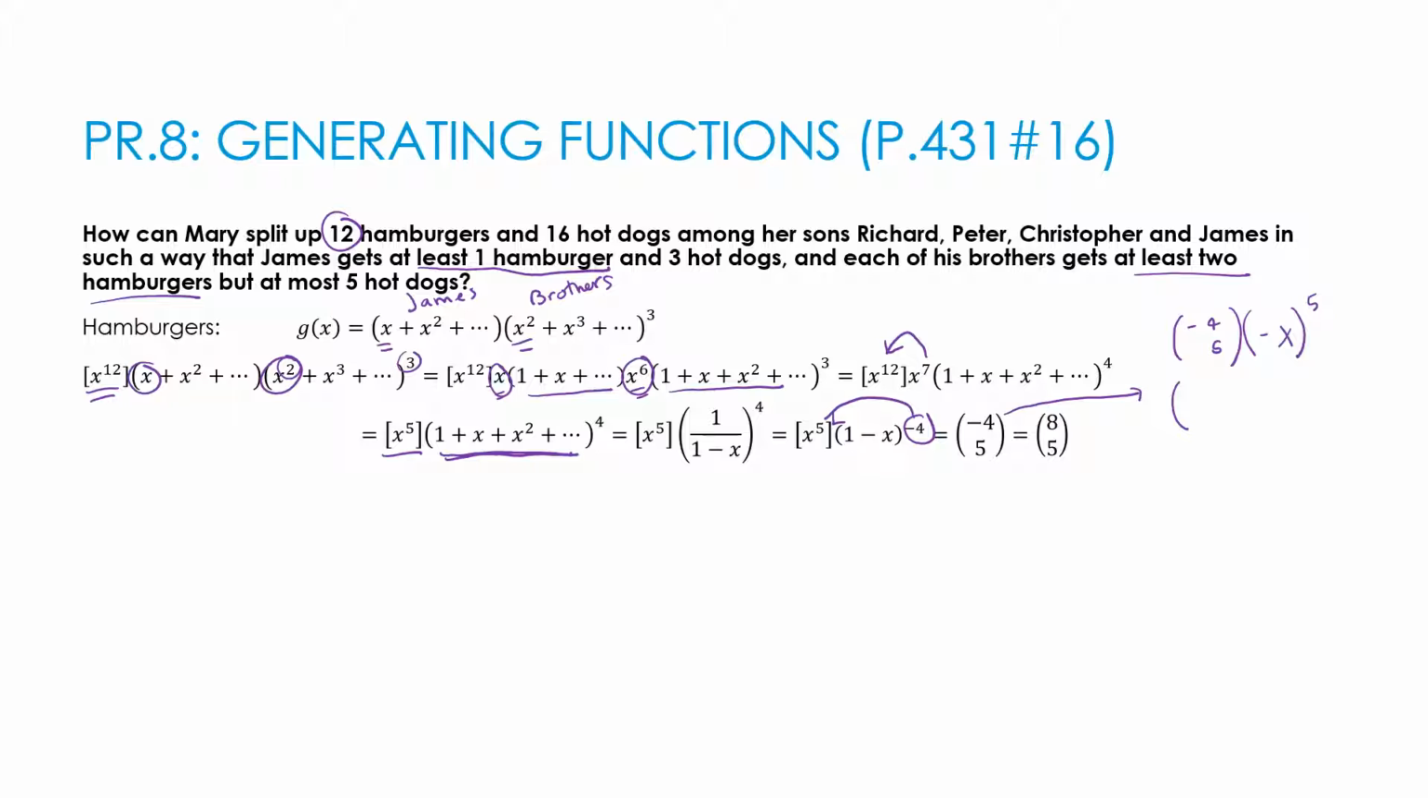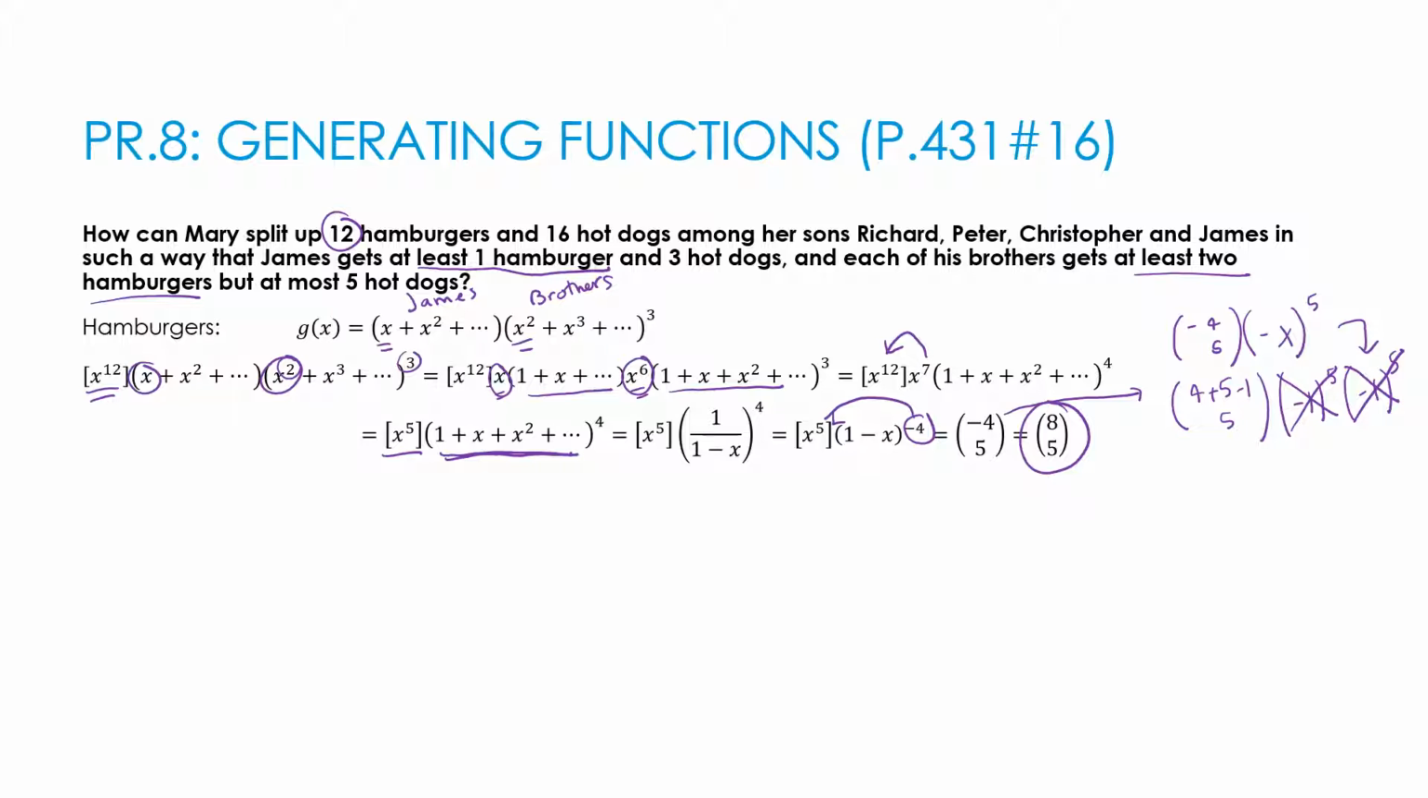But negative 4 choose 5 is 4 plus 5 minus 1 choose 5, negative 1 to the 5th, negative 1 to the 5th from here. And so this turns into negative 1 and this turns into negative 1, and they multiply to positive 1. So I just didn't show that step, but then I took 4 plus 5 minus 1, which is 8, choose 5, and so that's my final solution for the first part, sorry, for hamburgers.